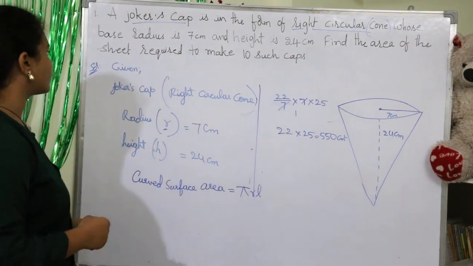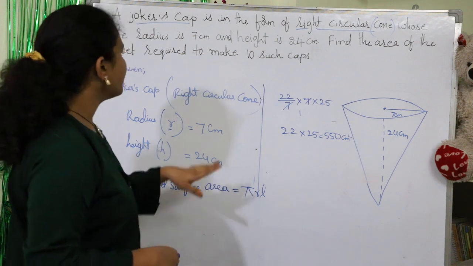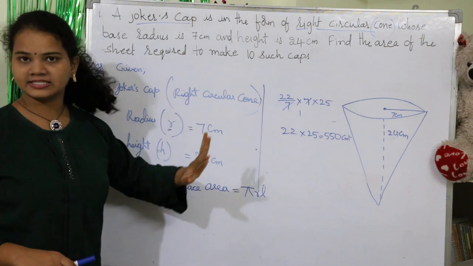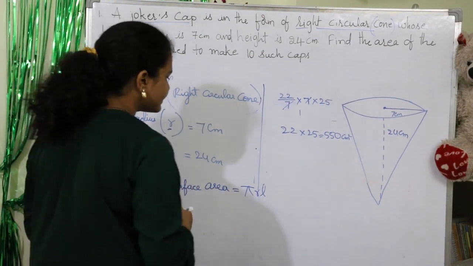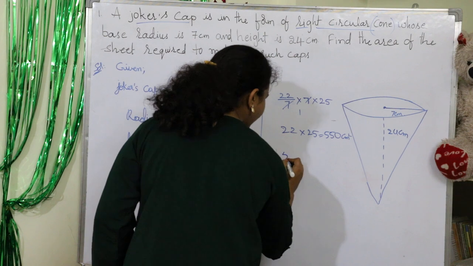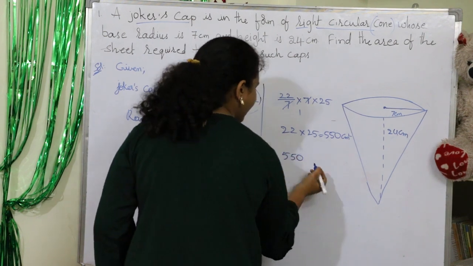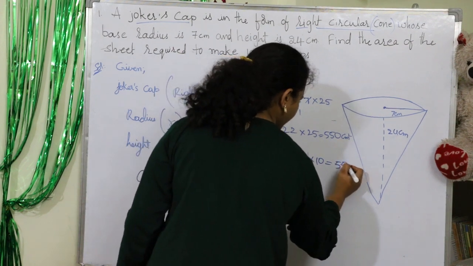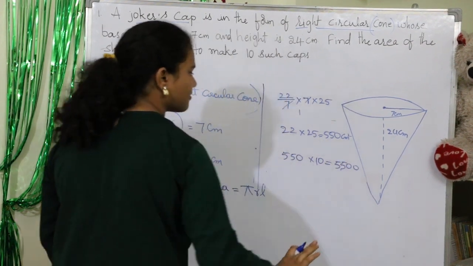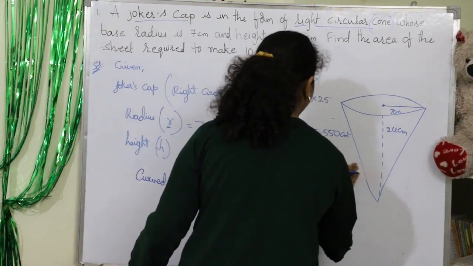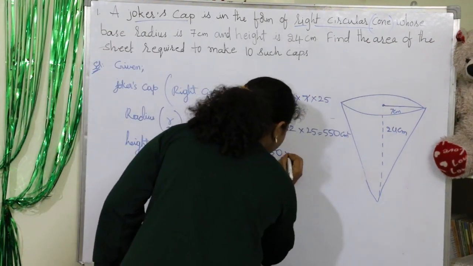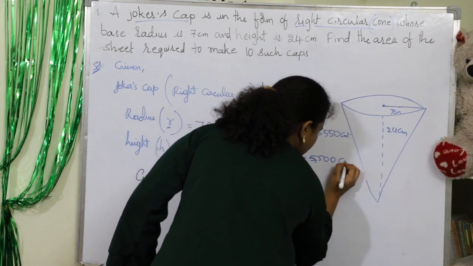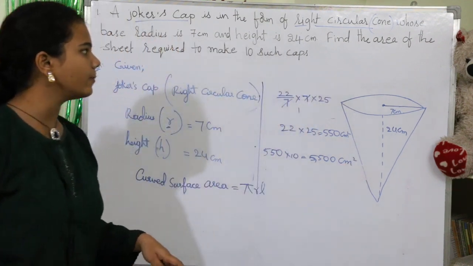But here the question is, they want the area of sheet required to make 10 such caps. So to make 10 caps, just multiply 550 by 10 caps. 550 into 10 gives 5500 centimeter square sheet that we require to make 10 such caps.